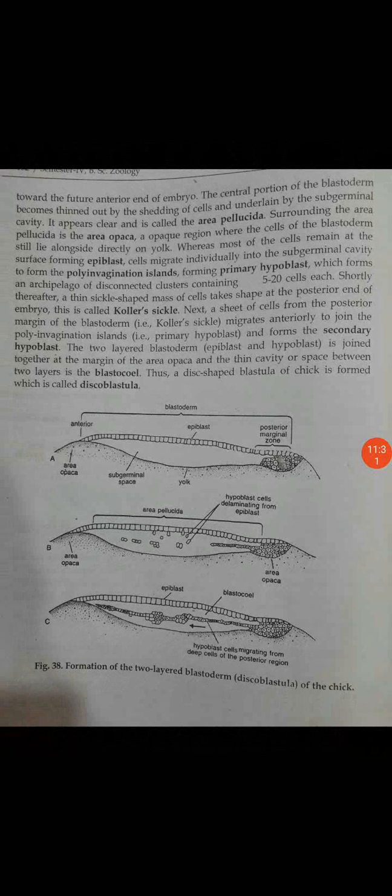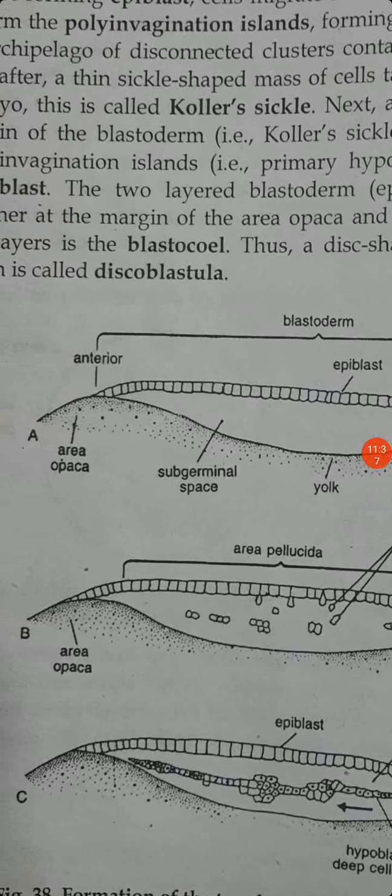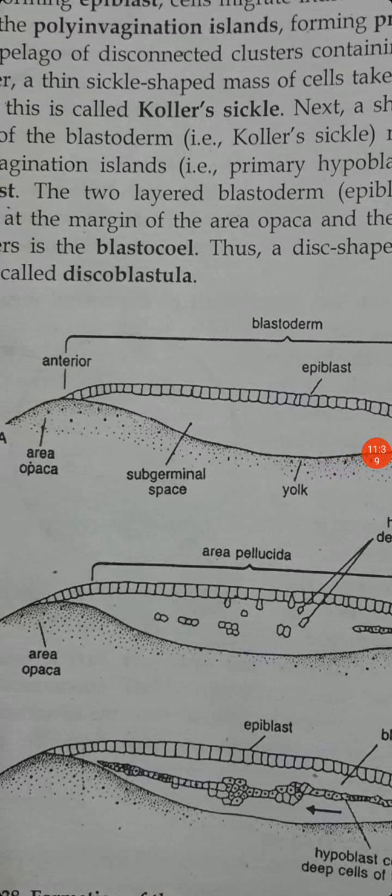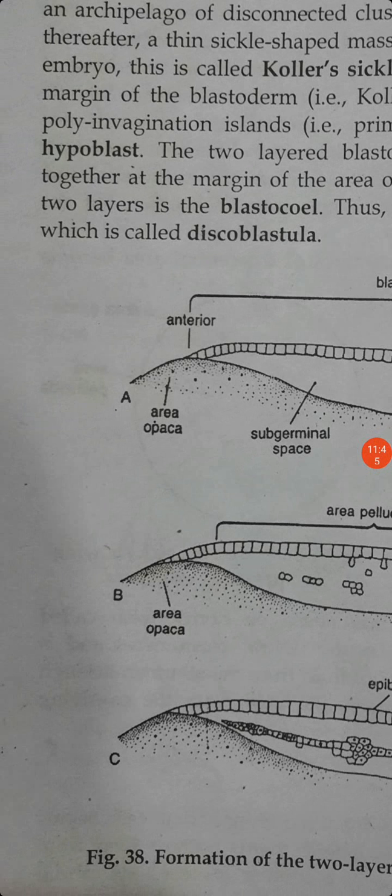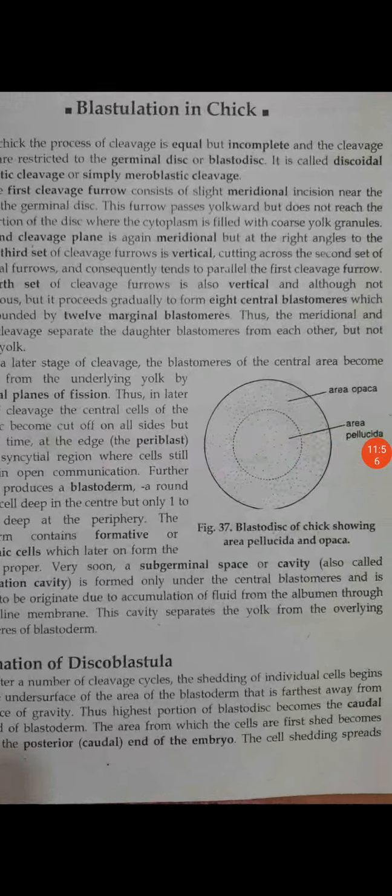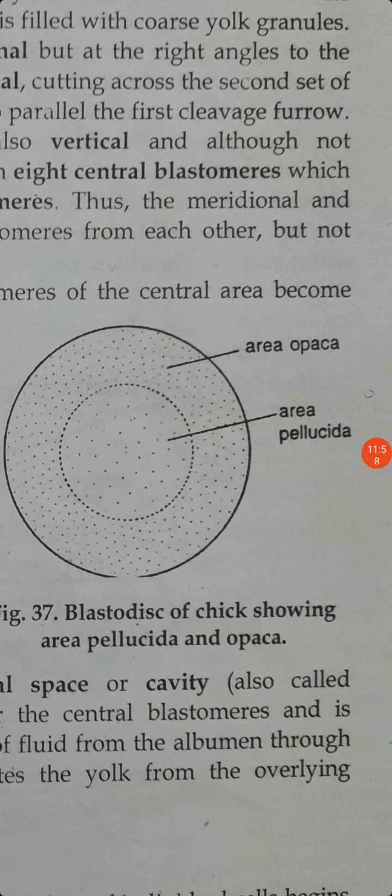So you will get the epiblast, blastocoel, area opaca, area pellucida. The central area is called area pellucida, and the margin of this is called area opaca. It is opaque, so that's why it is called area opaca. From the upper side, if you see the structure, area pellucida is the central one, and area opaca surrounds this area pellucida. So this is the complete blastulation of the hen's egg.